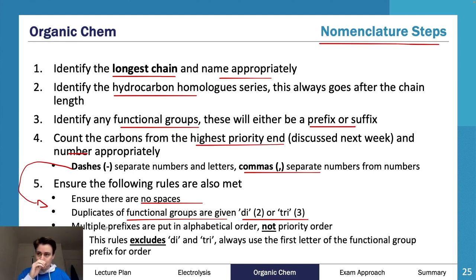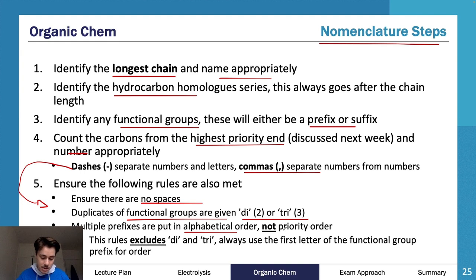And then this is a rule we're going to talk about, because this is a rule that lots of students fail to learn, or it's not taught. Multiple prefixes. If you have multiple prefixes, so you have multiple things at the front of the word, so you have chloro and you have fluoro, it's really important that they are in alphabetical order.